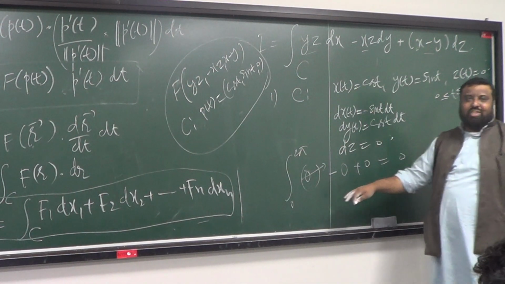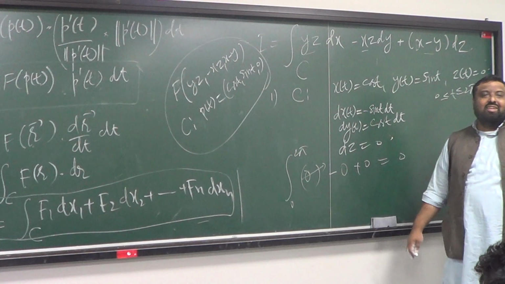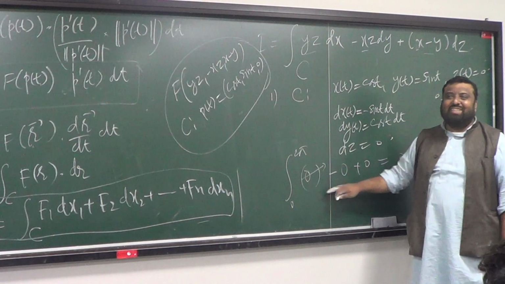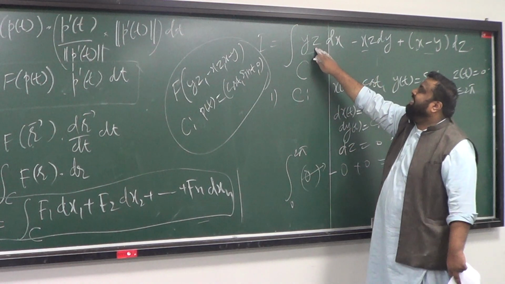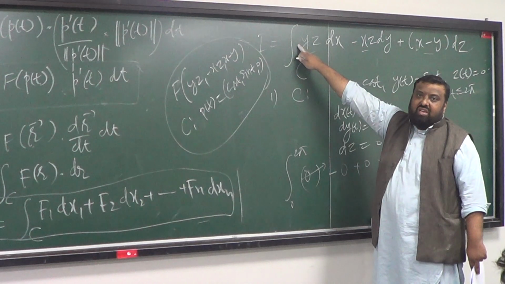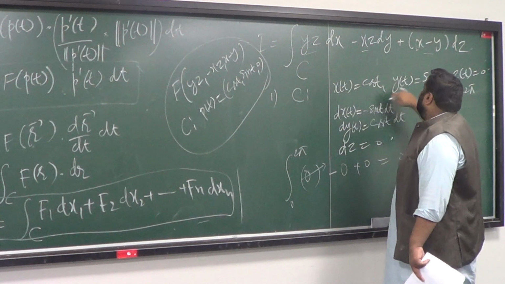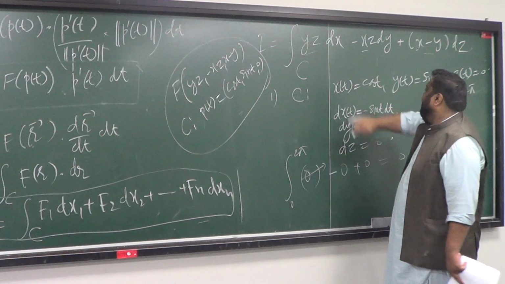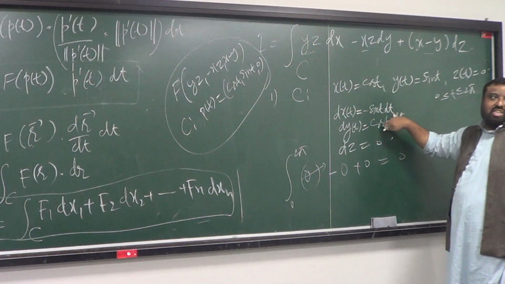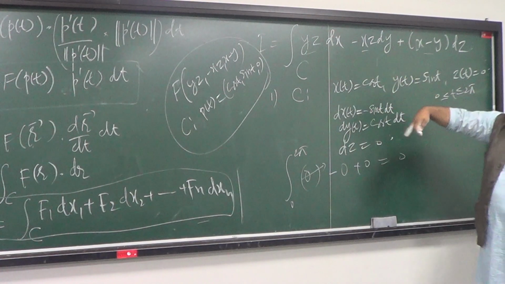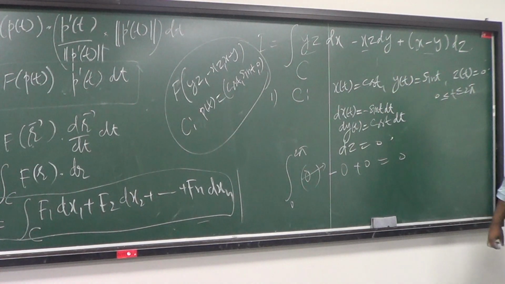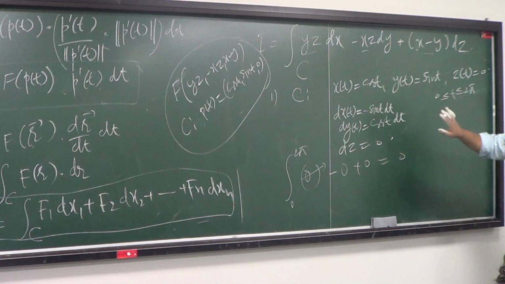This was kind of an unfortunate example in which everything becomes 0. But imagine that you don't have a z here, but you have an x, y here, for example. Then you're going to do what? cos t sin t multiplied by dx, which is sin t dt. In other words, this entire integral will convert into a simple Riemann integral by substituting the values. So classically, line integrals are presented in such a way.